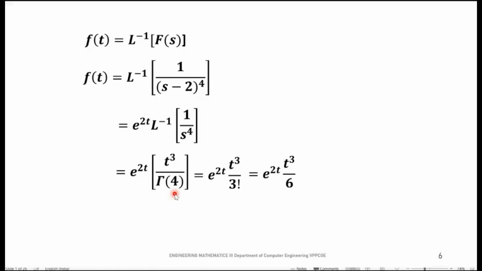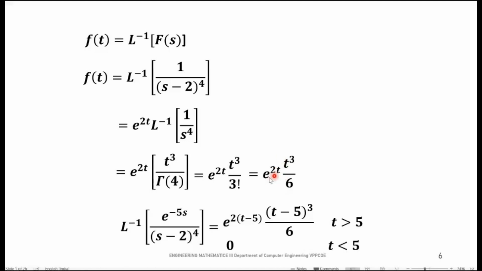So now we have got the value of the function f of t as e raised to 2t into t cube by 6. Whatever f of t we have got, in that we have to put t as t minus a. So what was a here? a was 5 here. So I have to replace whatever is the function. Don't disturb the function. As it is written, only put t as t minus 5. So I have just written as it is: e raised to 2 into t minus 5, t minus 5 the whole cube upon 6 for t greater than 5, and equal to 0 for t less than 5. So in the function as it is, put t as t minus 5, t minus a.